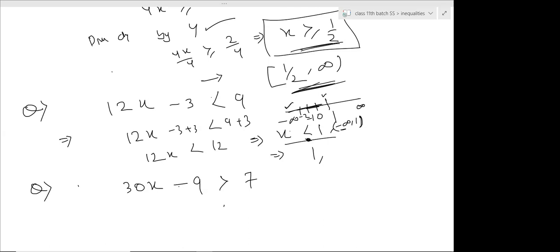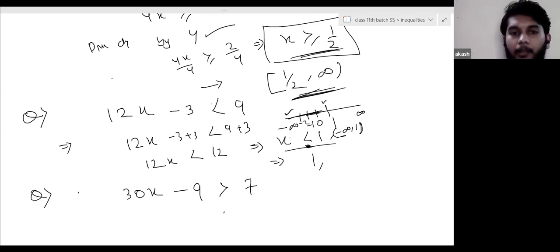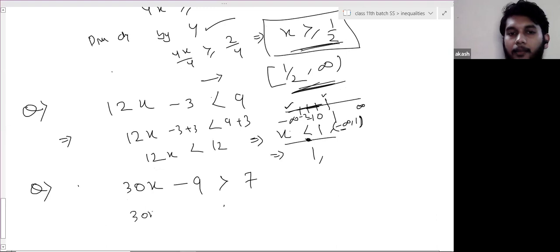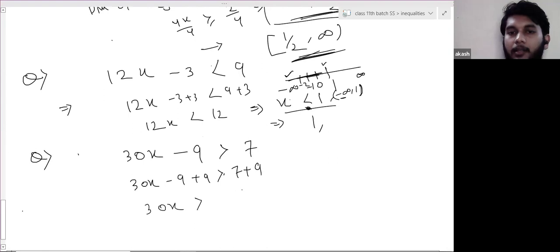All right, have you solved this, Iram? Yes, but I'm not sure. All right. How we can solve this? This is a very simple question. See, 30x minus 9 plus 9 greater than 7 plus 9, right? Yes. So this is 30x greater than 7 plus 9, which is 16.